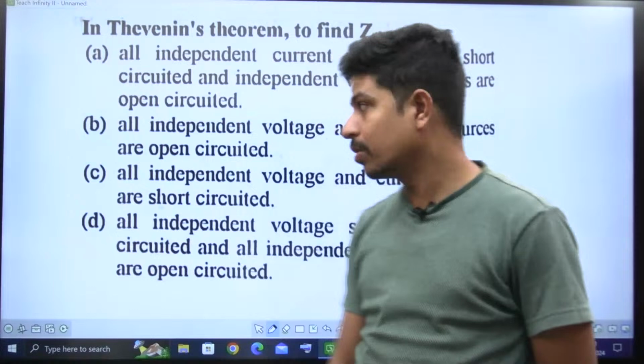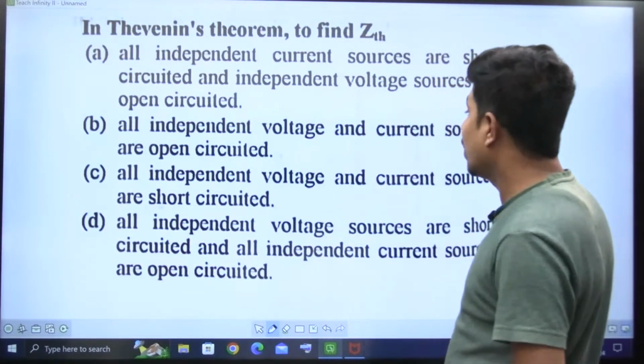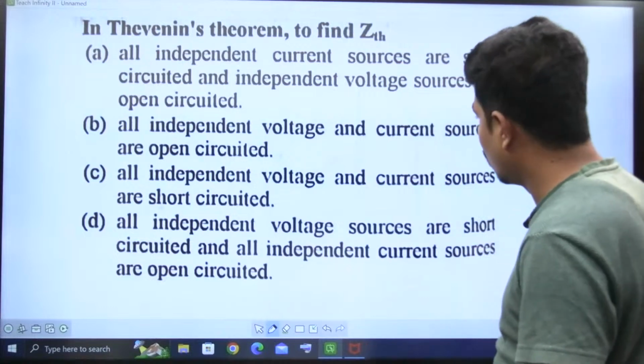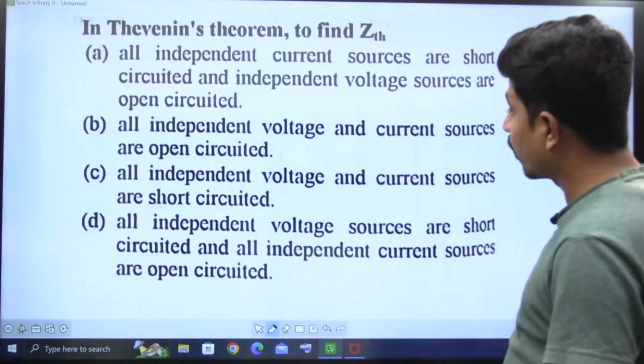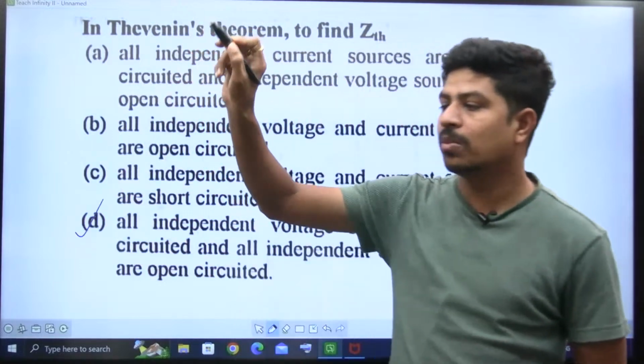Current is 0 in open circuit. Option A is wrong: all independent voltage sources and current sources are open circuited. No, all independent voltage and current sources are short circuited. No, all independent voltage sources are short circuited and all independent current sources are open circuited. Option D is perfectly suitable for the given question.